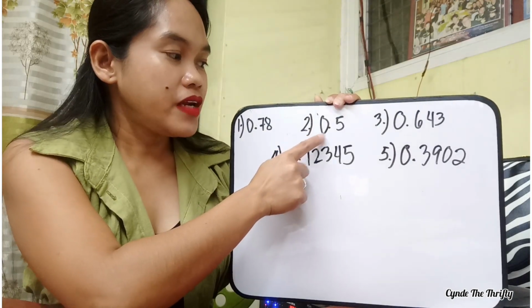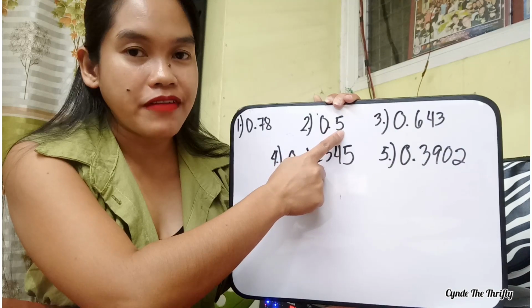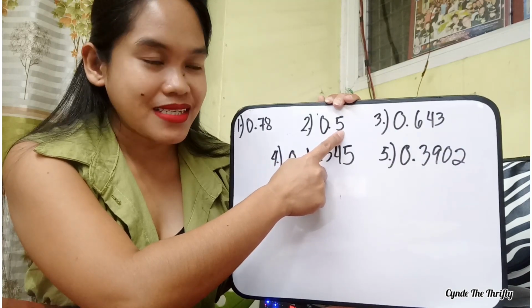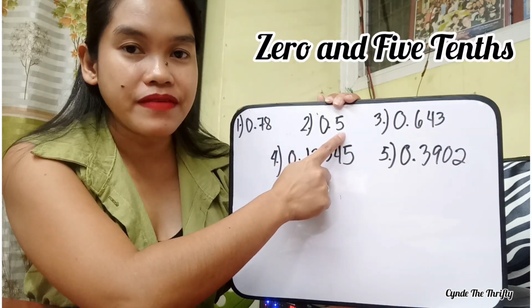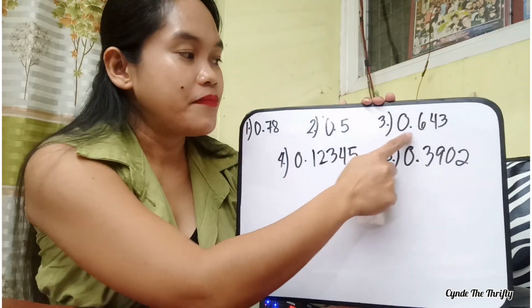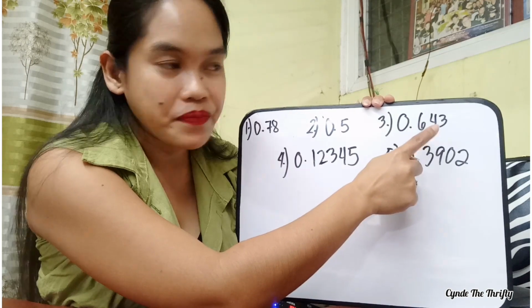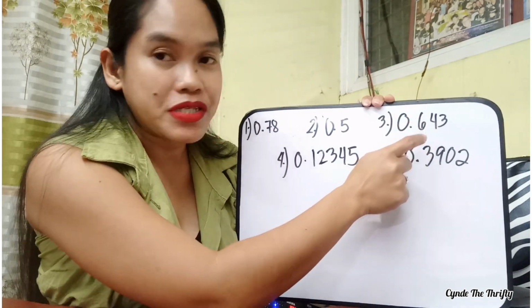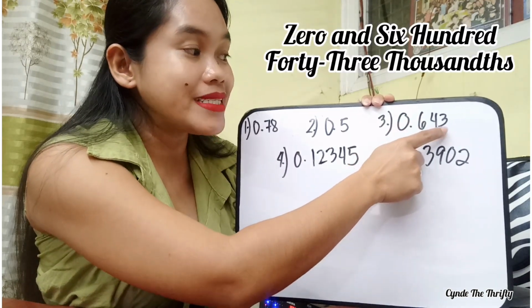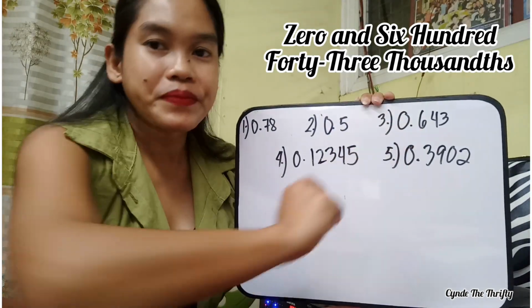Number 2, 0.5. Ano yung place value ni 5? 5 tenths. Okay, so 0 and 5 tenths. Number 3, 0.643. Ano yung place value ni 3? Tenths, hundredths, thousandths. So, 0 and 643 thousandths.